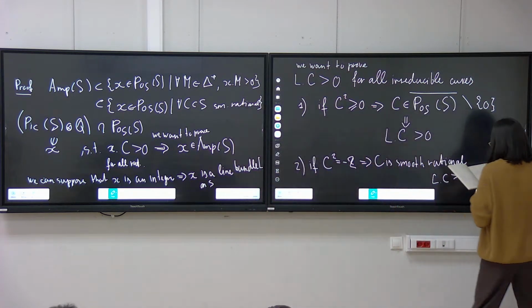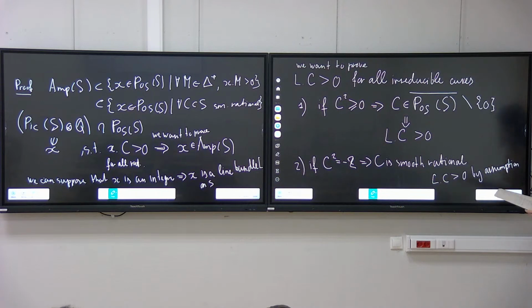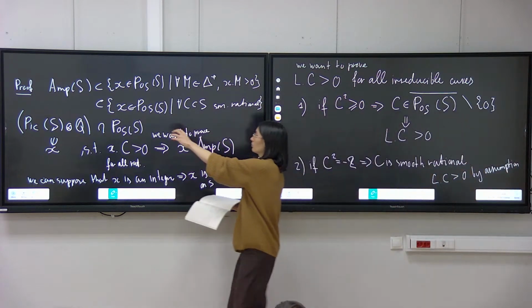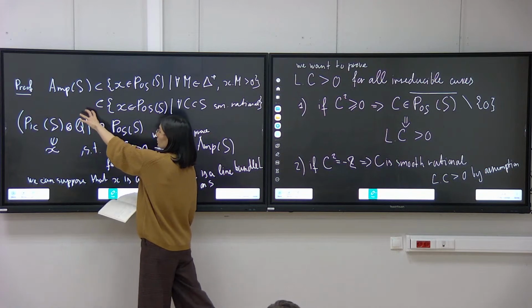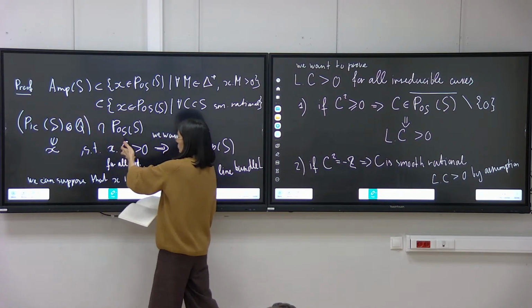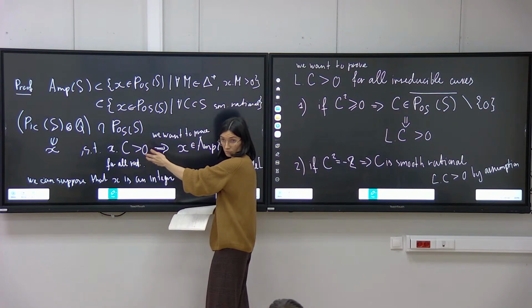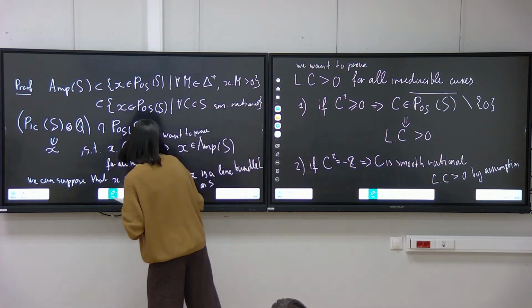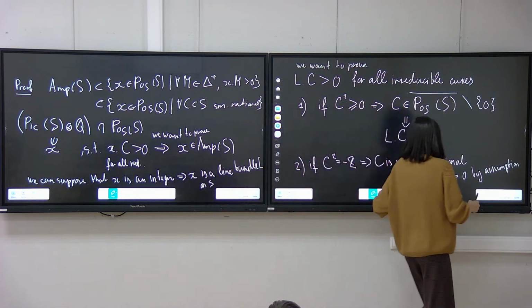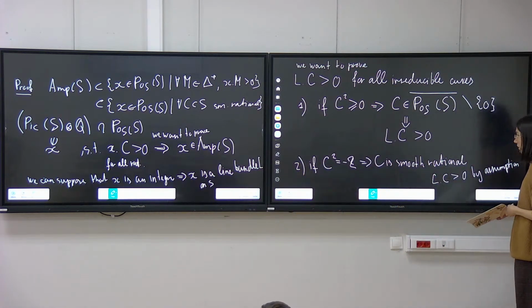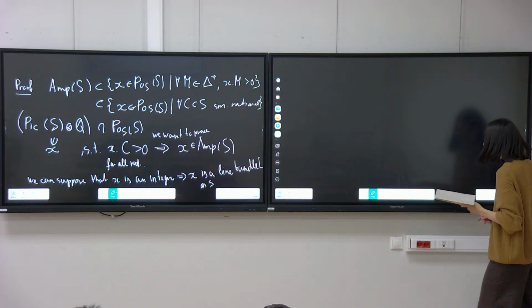So we have proved that for K3 surfaces, to check that something lives in the ample cone is easier, because we can just consider its intersection with rational curves. It's enough. So if there are no rational curves, we have no problem.